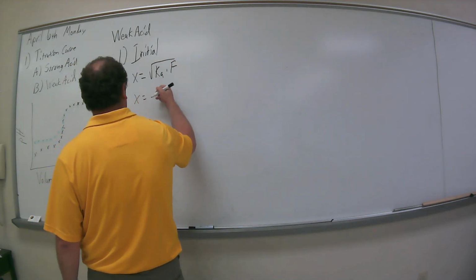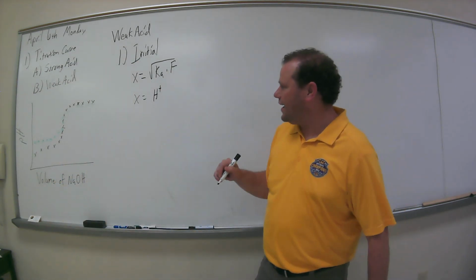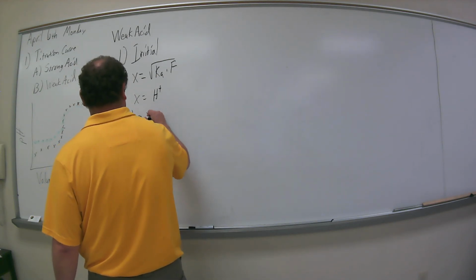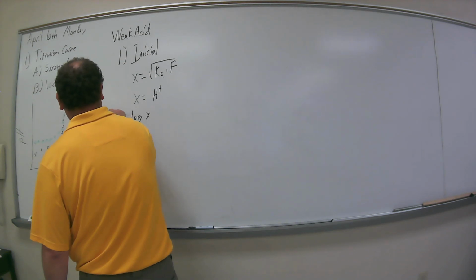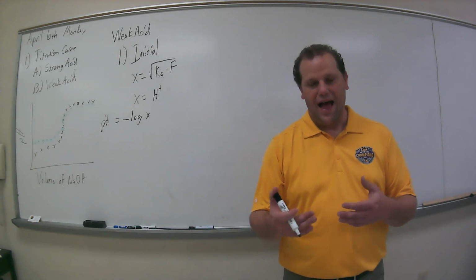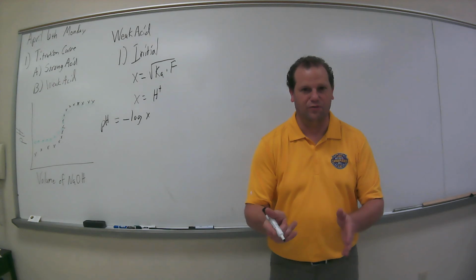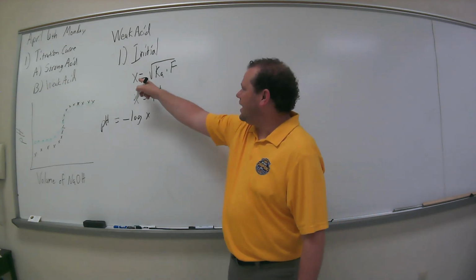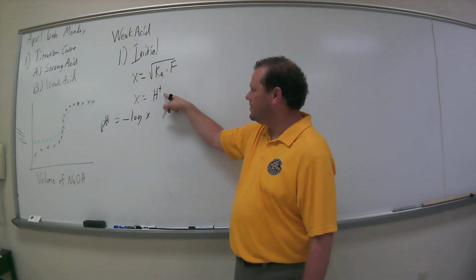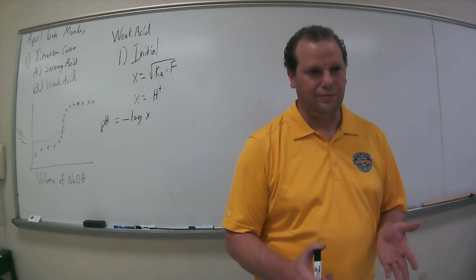X is really going to be our proton concentration. So once you find X, then all you have to do is take the negative log of X. That's going to give you your pH. So this is how you would solve weak acid problems, or figure out in your titration curve what's the pH before you start. So if X is equal to the square root of Ka for that acid times its formal concentration, that's really your proton concentration. Plug that into your pH equation.